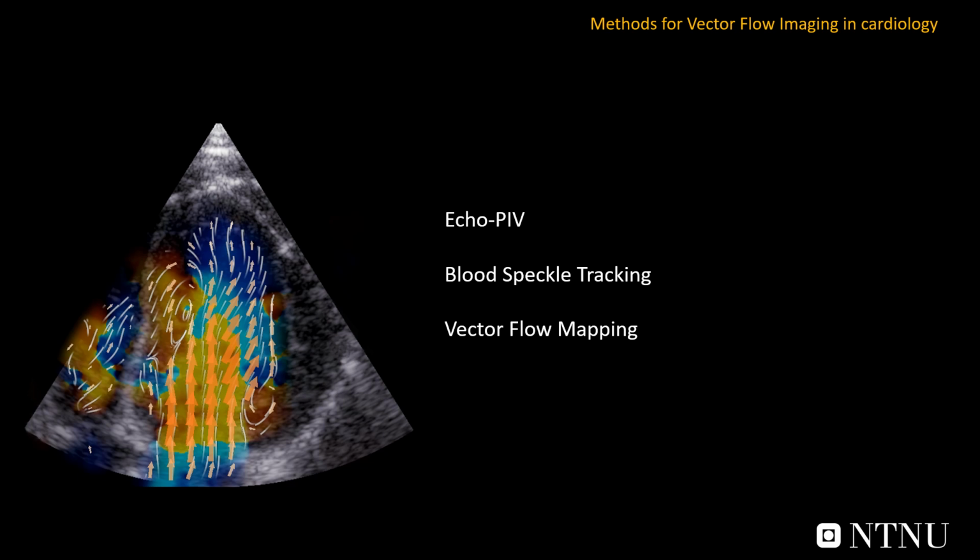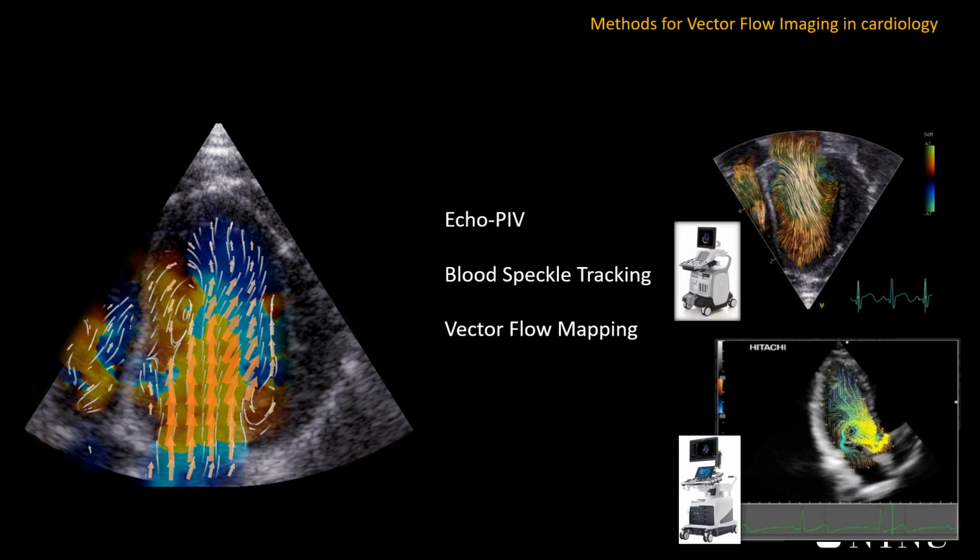Alternatively to tracking the blood speckle, one can use a Doppler shift like in conventional Doppler imaging to get the axial velocity component, and together with the wall motion information, resolve the vector velocity field through regularization, which is the process in vector flow mapping. Both blood speckle tracking and vector flow mapping are available on clinical scanners, making it possible to do clinical studies to investigate the clinical potential of intracardiac flow estimation.